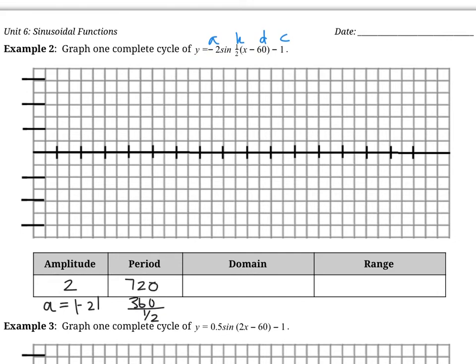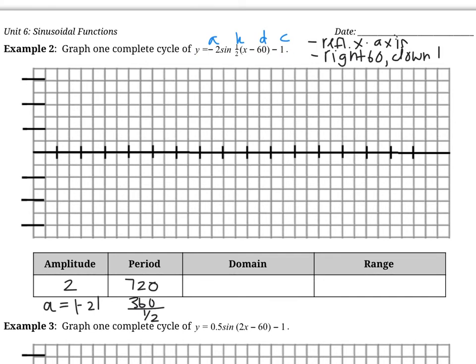So we also have some more transformations going on. We have this negative here, which means that we are going to have a reflection in the x-axis. Okay, and then our d value is 60, which means we're going to move it to the right 60. So right 60 degrees. And we're going down 1 unit. That's because our c value is -1.